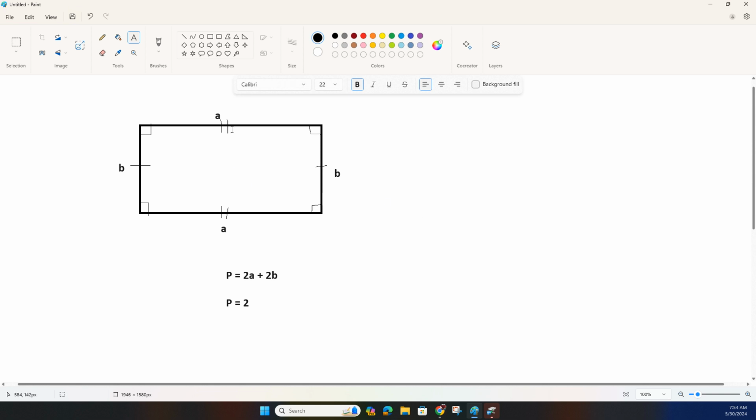I don't know what these distances are. So you know what? Let's just create some out of thin air. Let's say A is equal to 5 centimeters. And let's say B is equal to 3 centimeters. Okay. Let's plug in some numbers now.